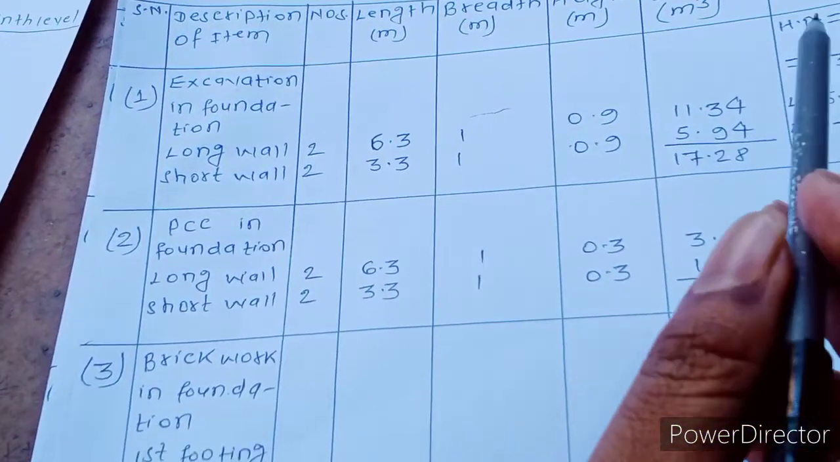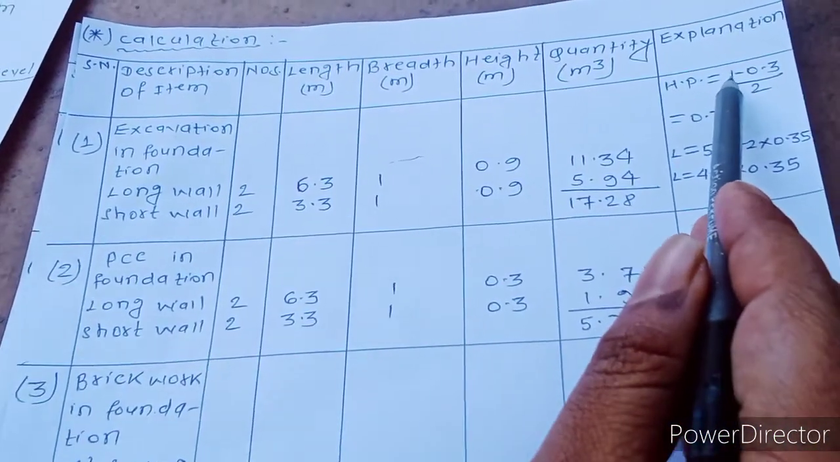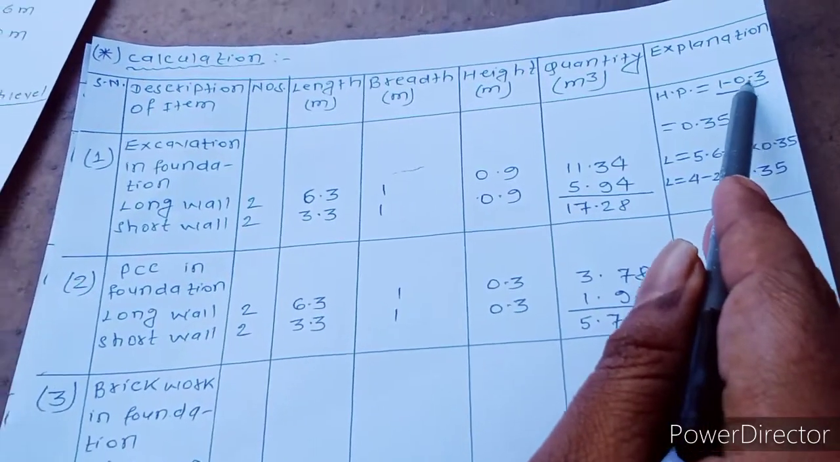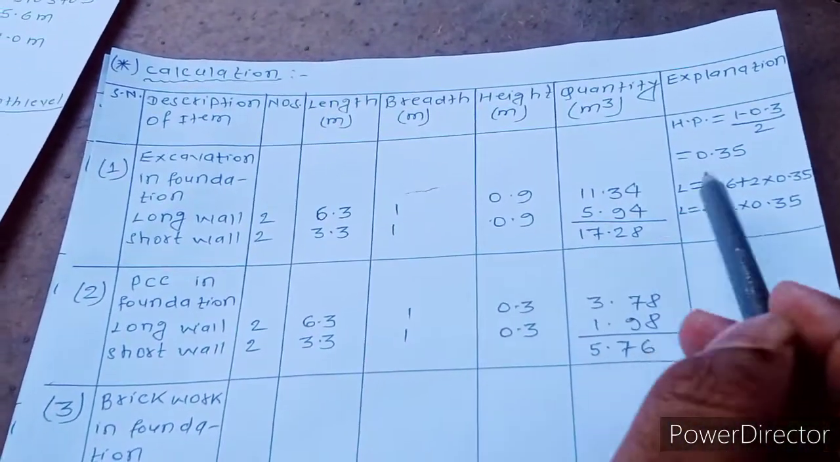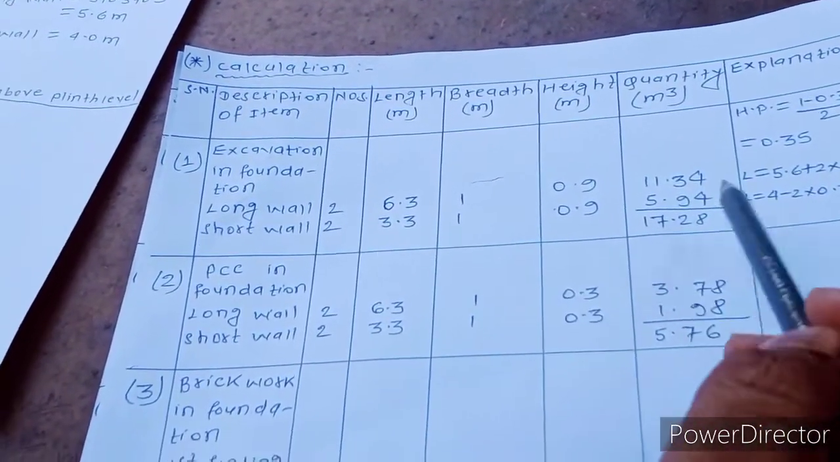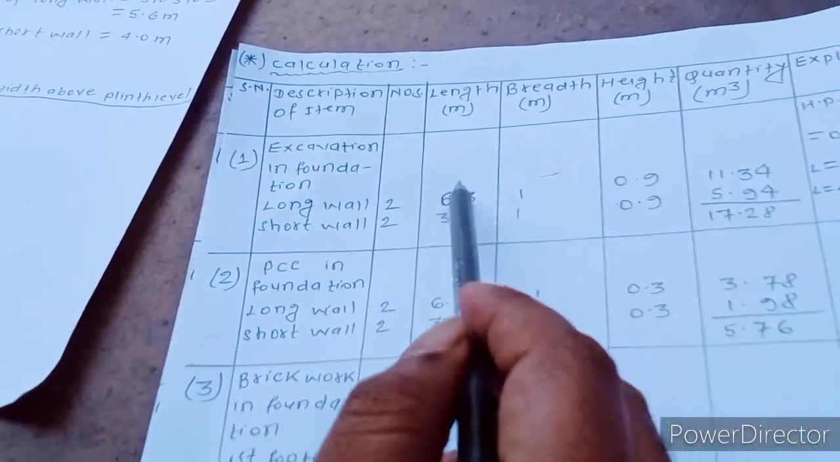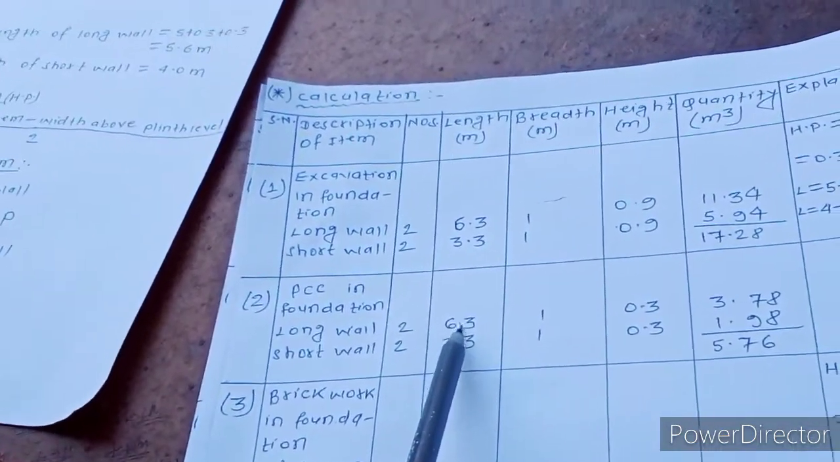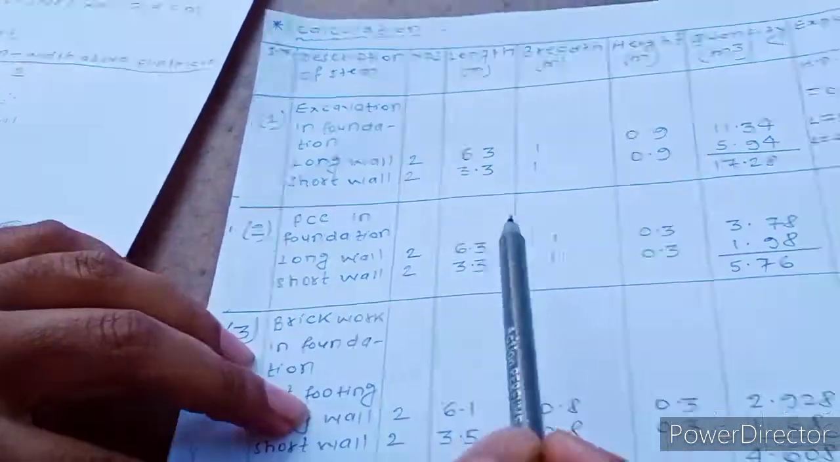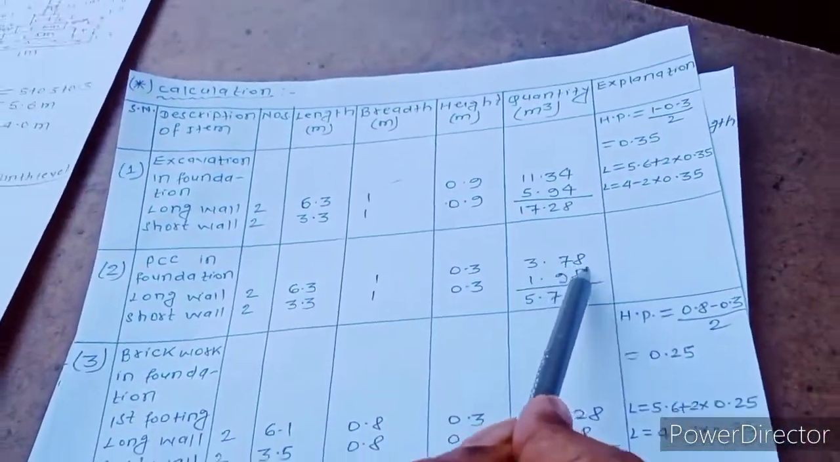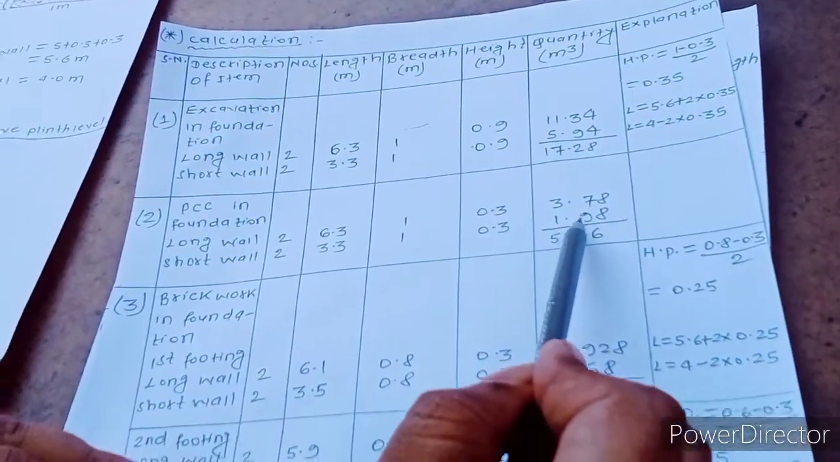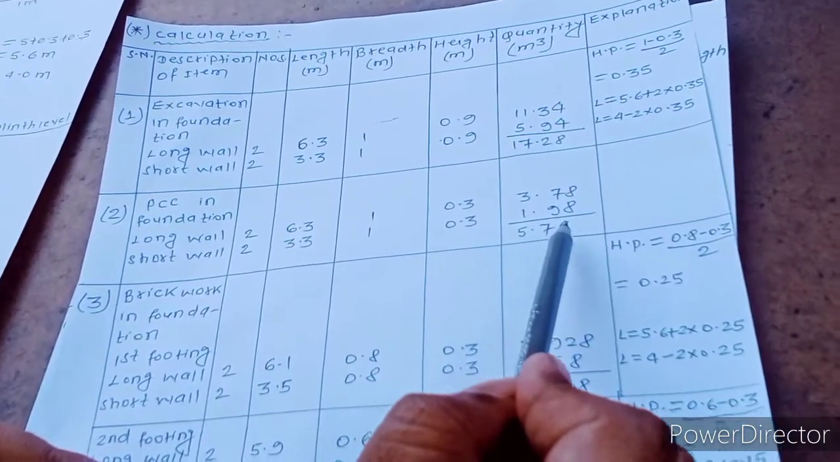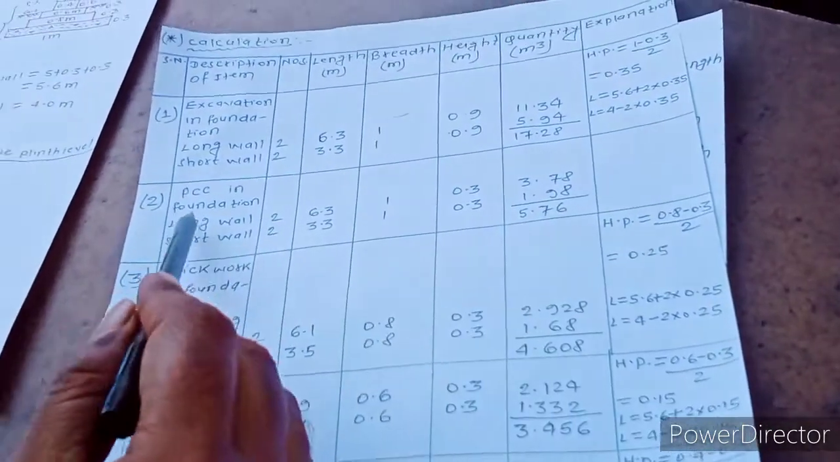So from the same formula, breadth minus half projection, the half projection of this PCC work is also the same as excavation and foundation works. So the length becomes the same, 6.3 and 3.3. So the quantity becomes long wall 3.78, short wall quantity 1.98, altogether 5.76 meter cube quantity of PCC.